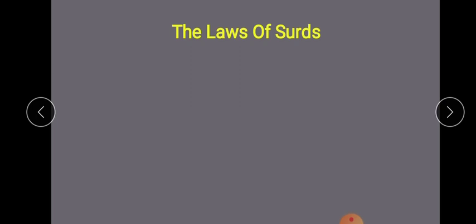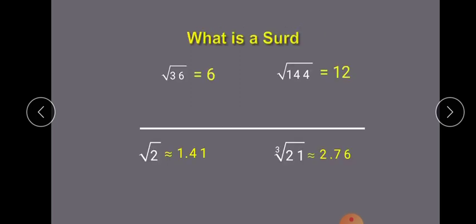So how are we going to add surds, subtract surds, multiply and divide? For that, certain rules and laws are there. Let us learn in detail. So let us see some examples of surd. What is a surd?